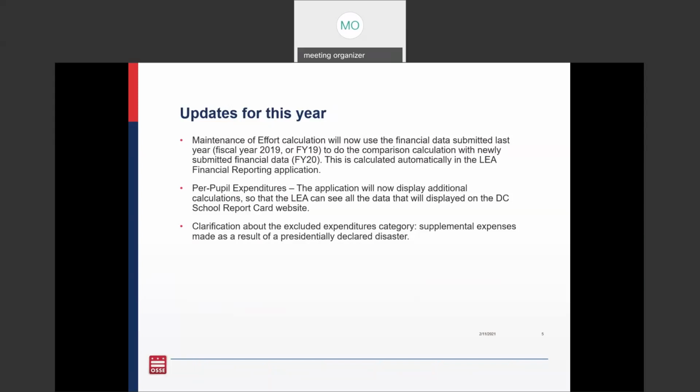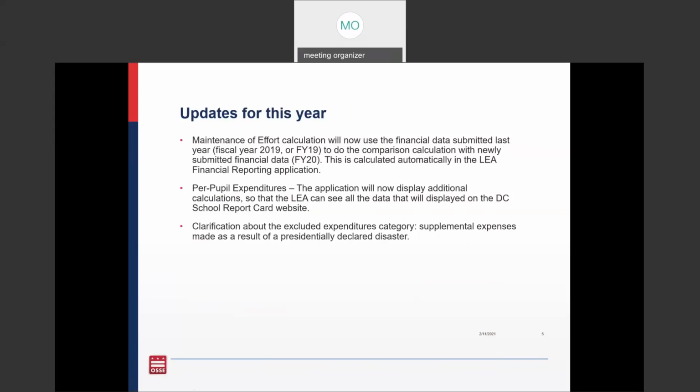Number 2, per pupil expenditures. So we made a really simple change in the application so the application will now display all of the information that will be displayed on the school report card. Last year, we displayed some of the information. This year, all of the information that will be on the report card will also be displayed in the application. And that will just make it easier for you all to see the full set of data that will be reported on the school report card.